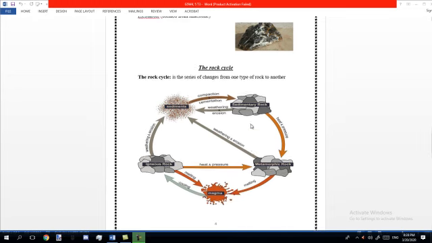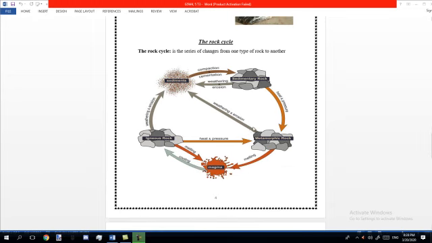Let's look at the rock cycle. As you can see on the screen, we have the three types of rocks: igneous rocks, sedimentary rocks, and metamorphic rocks. These are the main types of rocks, so you can change from any type to another by applying weathering, by applying pressure, by applying heating. We will see that now.